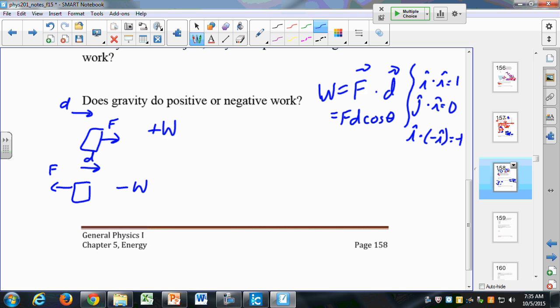The other thing that we talked about last time on Friday was that work can have negative quantities, but is work a scalar or a vector quantity?